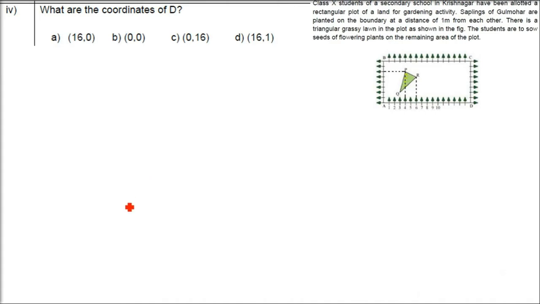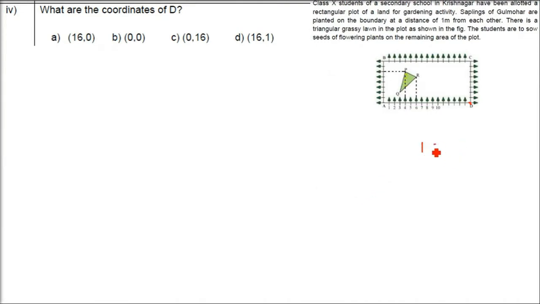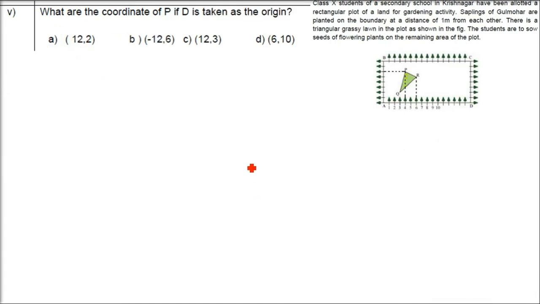What are the coordinates of D? So D is on the X-axis. So it will not have a Y coordinate. On the Y-axis, X is 0, and on the X-axis, Y is 0. So from here, you can see the numbering is given 10, so 11, 12, 13, 14, 15, 16. So 16 is coming. So X coordinate is 16, Y is 0. So 16, 0 is the coordinate of D. A is the answer, 16, 0.